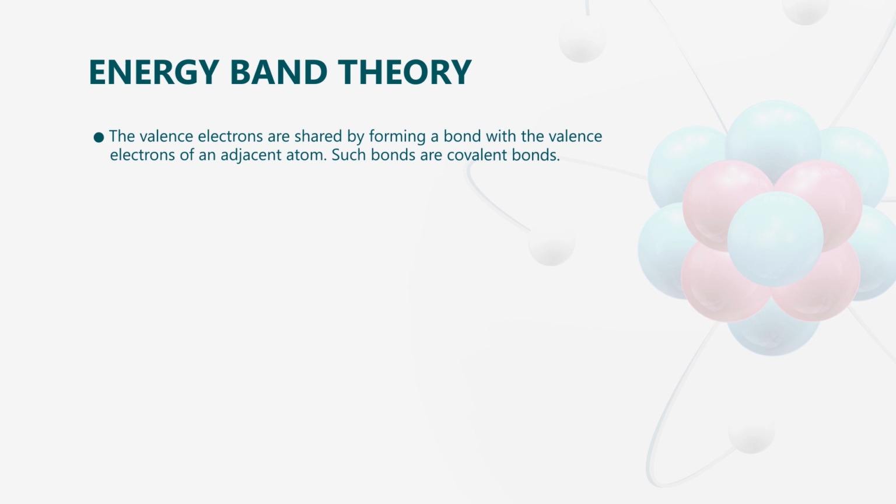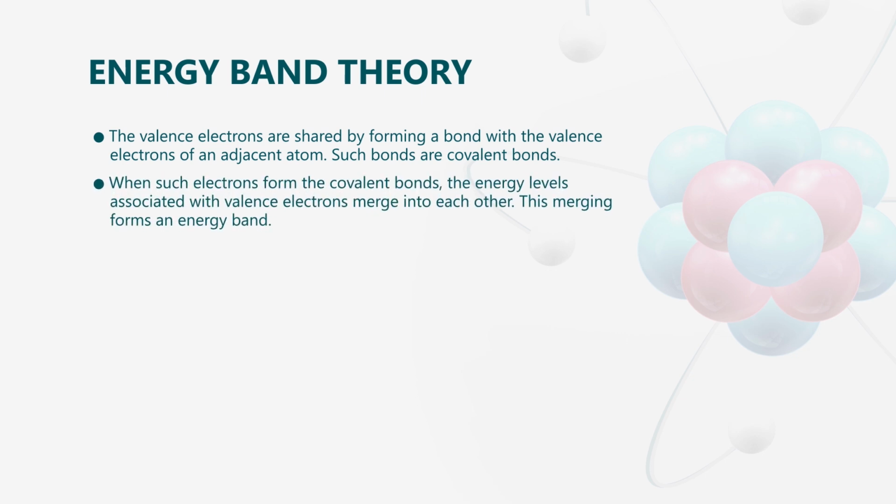The valence band electrons are shared by forming a bond with the valence electron of an adjacent atom. Such bonds are covalent bonds. That is, by joining forces with the valence electron of an adjacent atom, a bond is created to share the valence electron. The covalent bonds are these kinds of bonds.